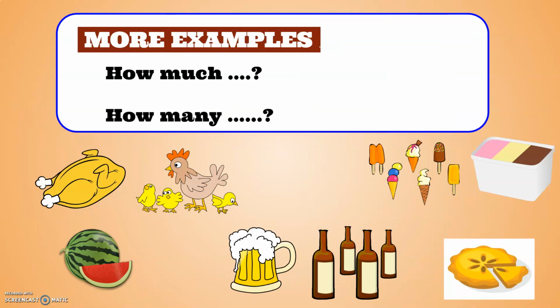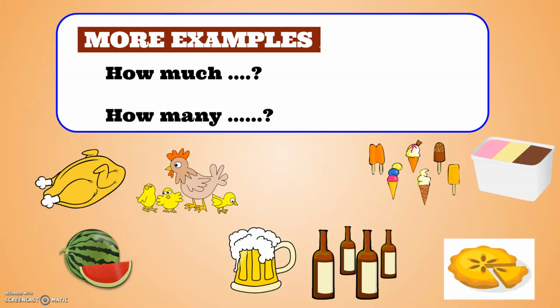And here are some more examples of objects which are countable and uncountable. For instance, chicken and chickens. How much chicken would you like? A slice of chicken on a Sunday roast. Or, talking about the little birds running around, how many chickens can you see? I can see 4 chickens. Ice cream as well. How much ice cream? So out of the big tub, how much of this uncountable ice cream would you like? Or, if you're putting ice cream into cones to serve, we can say, how many ice creams? Well, I can see 6 ice creams in the picture.